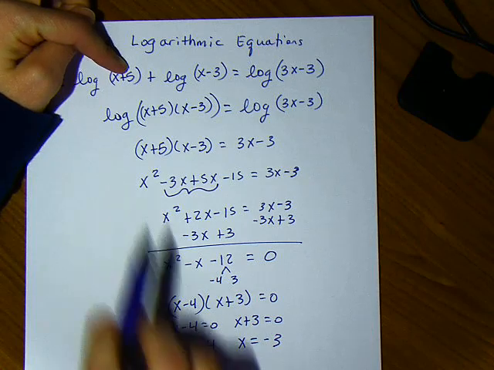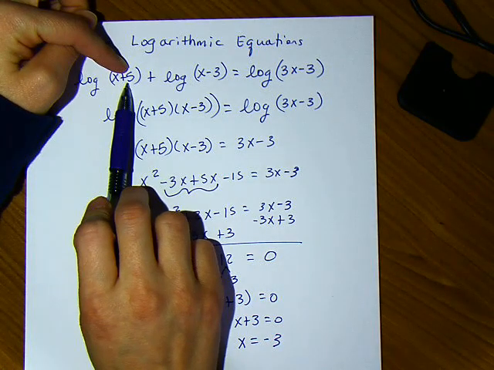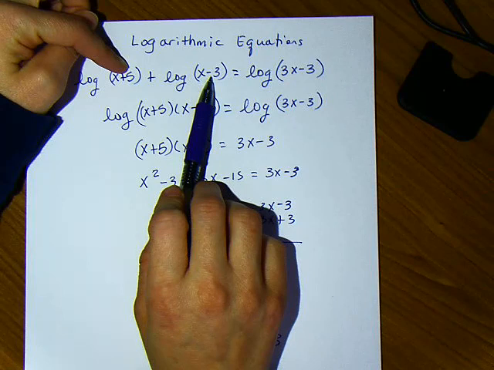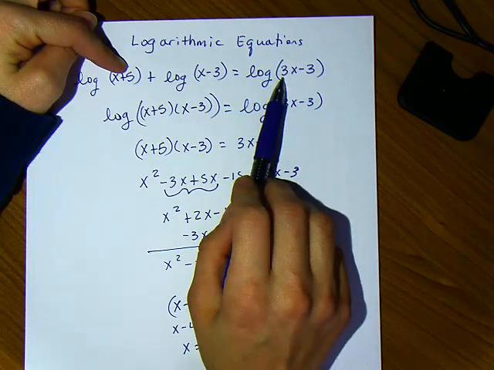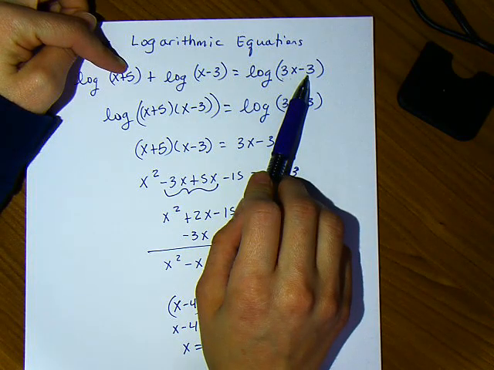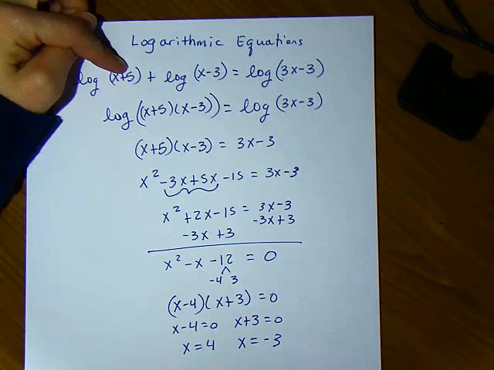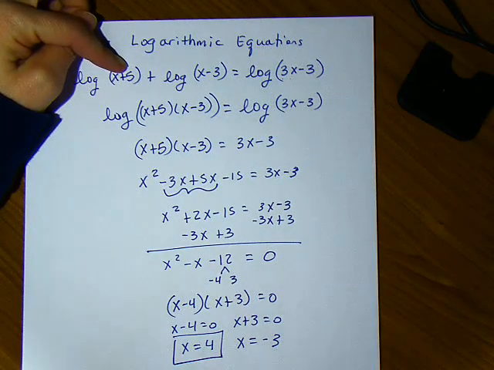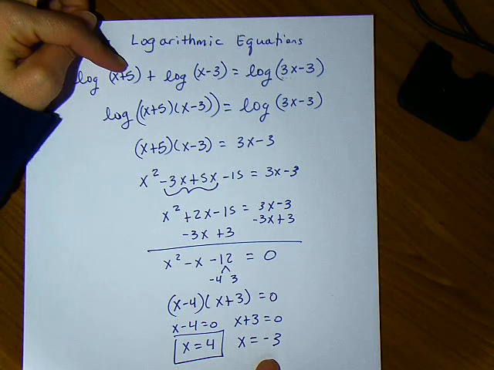So I'll start with 4. When I plug 4 in, I get 4 plus 5, that's positive 9. 4 minus 3 is positive 1. 4 times 3 is 12, minus 3 gives me 9. So 4, when I plug it in, I get all positive numbers, so I'm going to keep it. It's a good solution. Now I'm going to try negative 3.